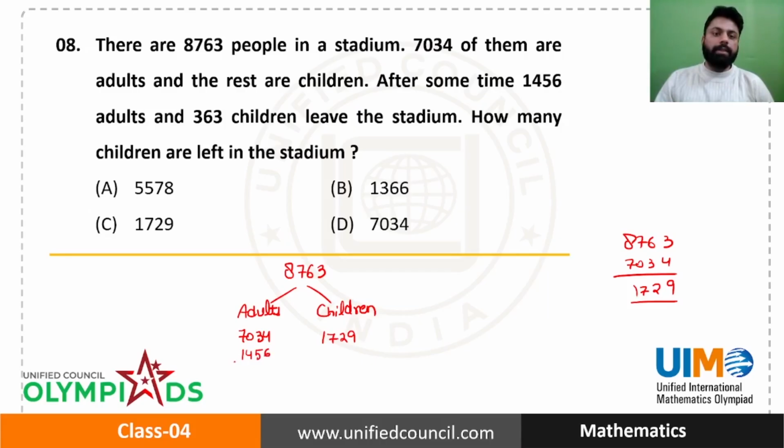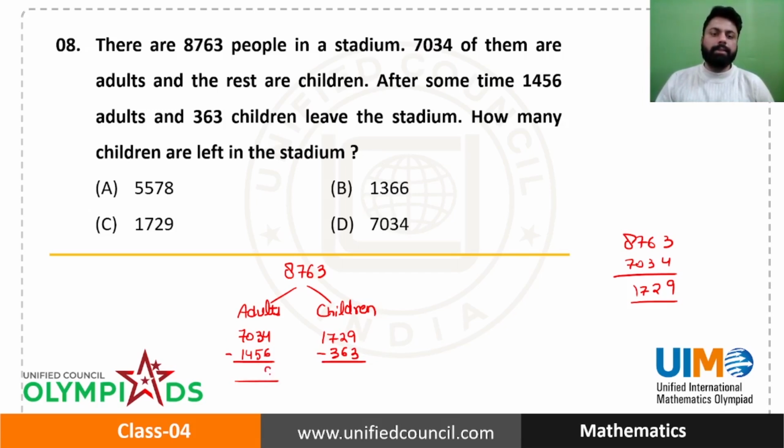After some time, 1,456 adults and 363 children leave the stadium. 1,456 adults leave the stadium, and 363 children leave the stadium. How many children are left? So first of all, if we talk about the scenario, we need to calculate how many children are left. We don't even have to calculate this value, but let's do it.